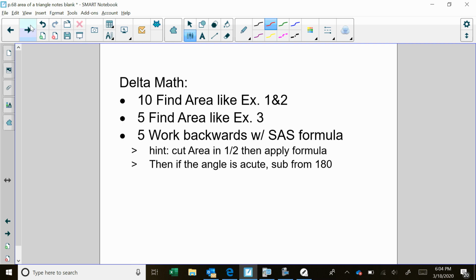Your homework, Delta Math, there's 20 problems. You'll have 10 problems that are basically just plug and chug, like examples 1 and 2. You got 5 problems that are finding area like example 3, where you're going to have to find an extra side length before you can put it in the formula. And then you got 5 working backwards problems with the SAS formula. I gave you a couple hints here. Pay attention to these. They'll definitely help you get it right.